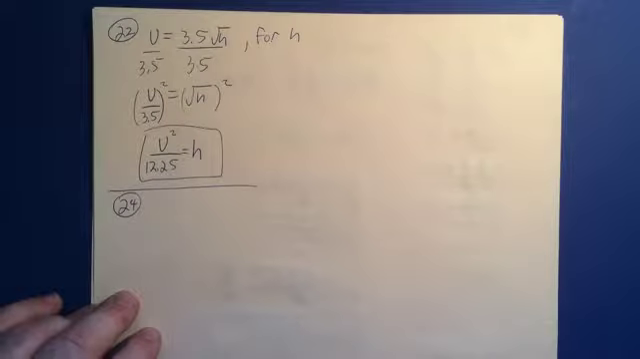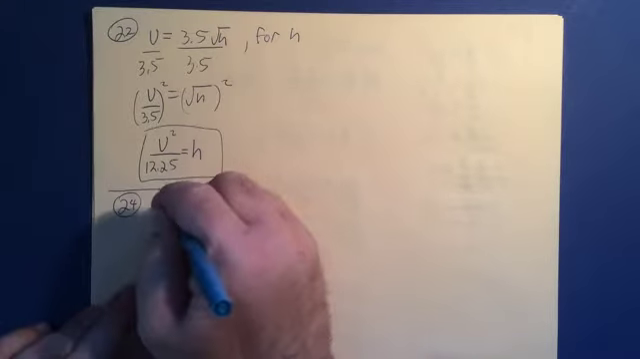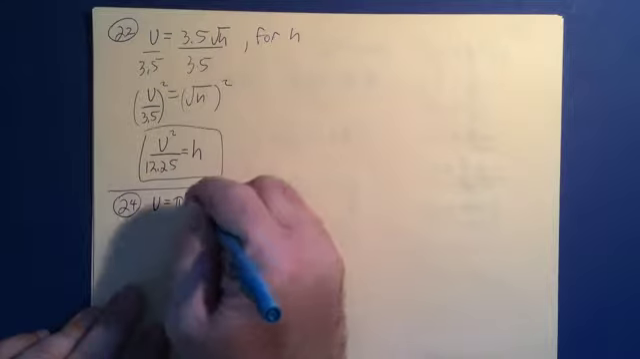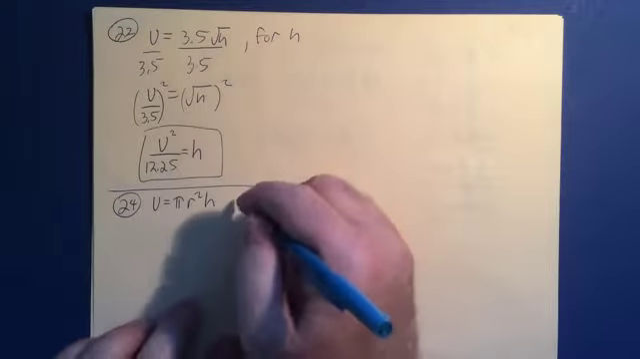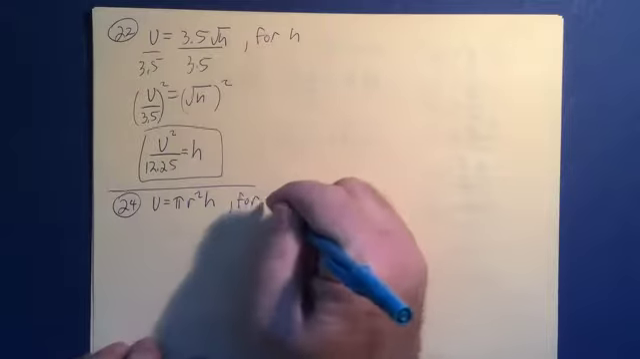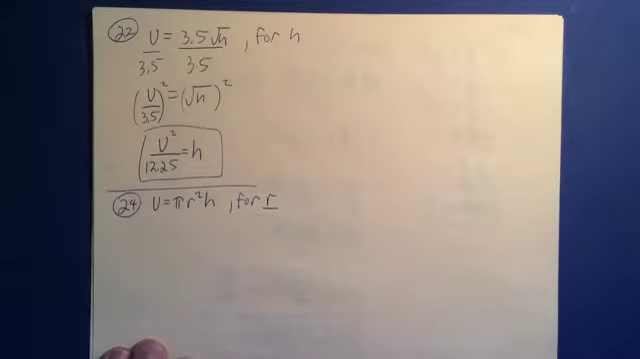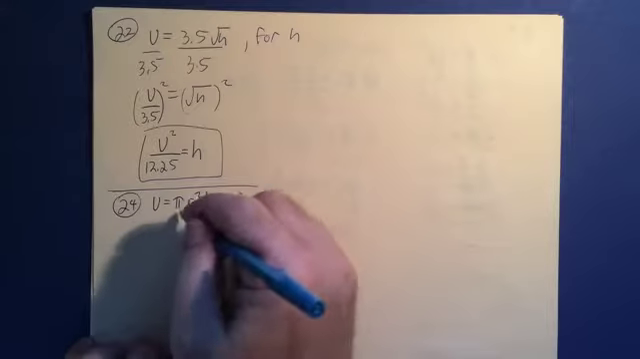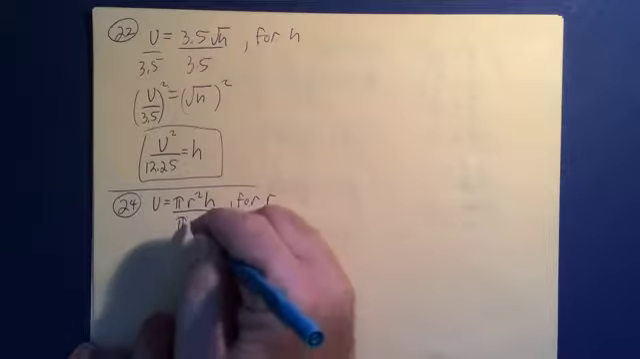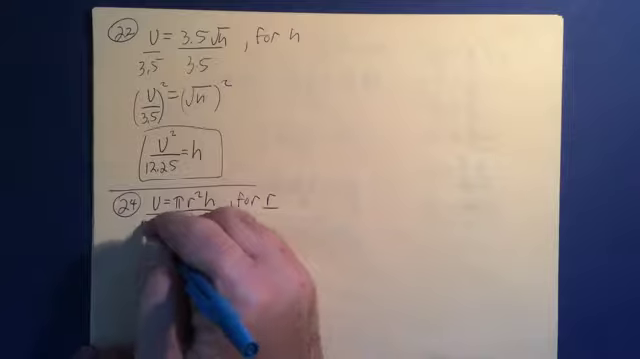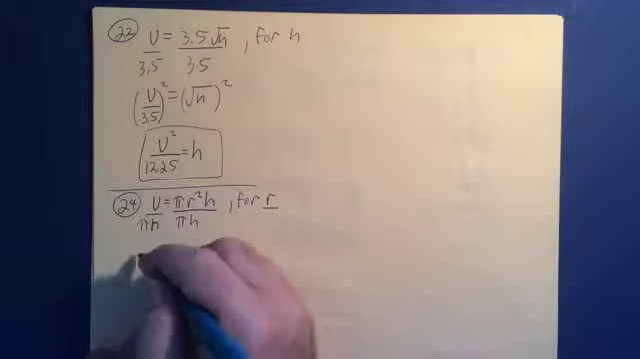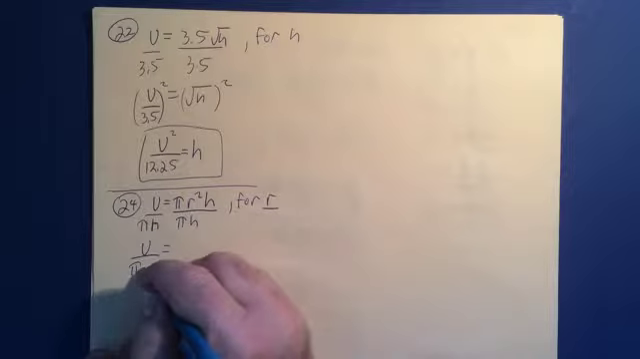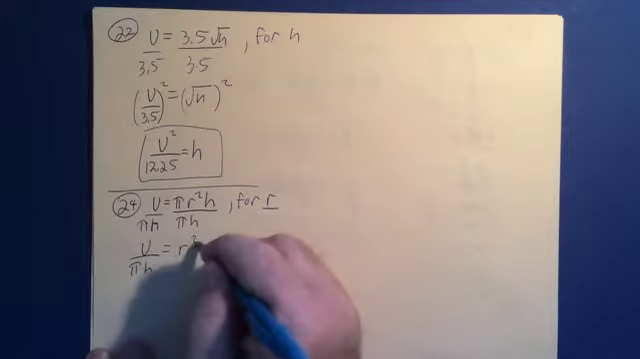So 24 is going to read v equals pi r squared h. This particular formula happens to be the volume formula for a cylinder. And this one we want to solve for r. So I'm going to try to get r squared by itself, so I'm going to divide both sides by pi h. When I do that, I'm going to get volume divided by pi times h equals r squared.